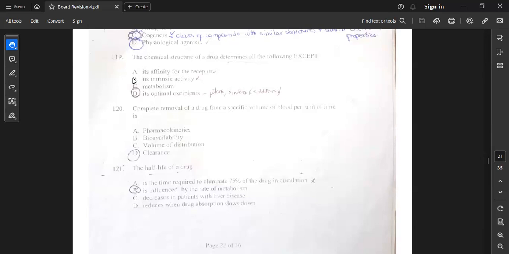Oh, Seraphine, you're doing number 119. Oh, sorry, 119. Yeah. Yes, 119 first.